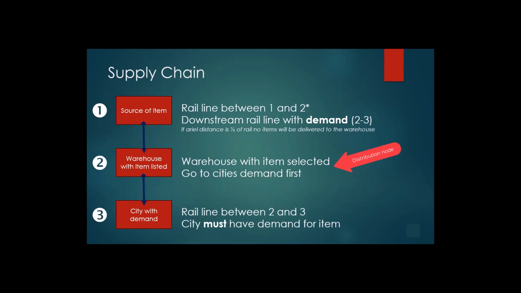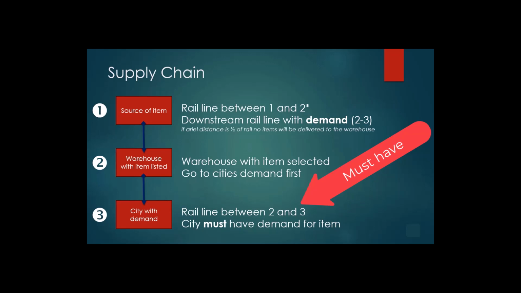A warehouse is intended to provide a node in a supply chain where we have a source for a particular item that is delivered downstream to a warehouse, the second node, and then that is further delivered to a third node in the supply chain, namely the city with the demand. Now here is the key.